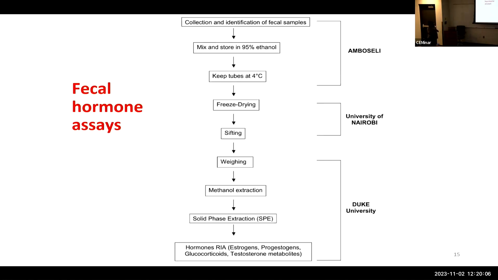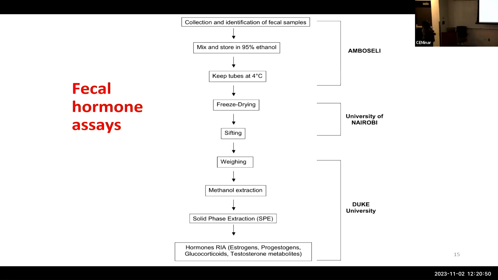Fecal hormone analysis is also some of the work that we spent time doing. It's collecting samples in ethanol and storing them, taking them through freeze drying. So this is done in the field. This is done at Nairobi University, which is a partner of the Baboon Project. And then the rest of this was done at Duke, some of it at Duke and some at Princeton. And it's methanol extraction and then conducting radioimmunoassays to figure out different hormones. In our case, we normally do estrogen, progesterones, and testosterone, but we were more keen on glucocorticoids because that is the signature for stress.